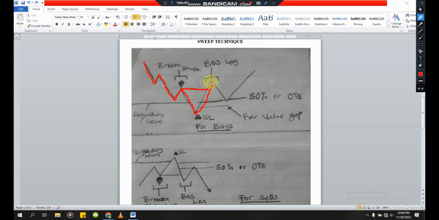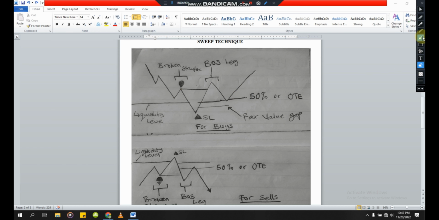In this break of structure leg, you quantify from this high to this low to get your 50%. I think the 50% will be around here. Now you start looking for your fair value gap below the 50%. So what we're expecting is for the market to pull back from here, tap into that fair value gap, and continue going higher. That's what we're expecting, guys. It's as simple as that.